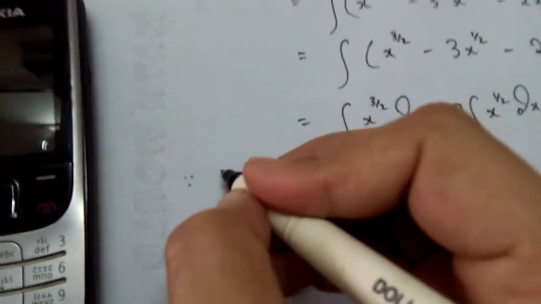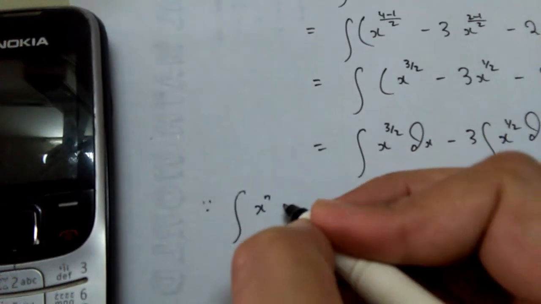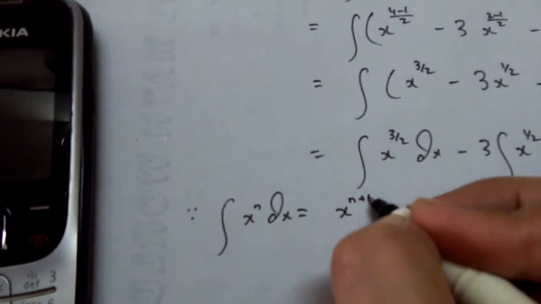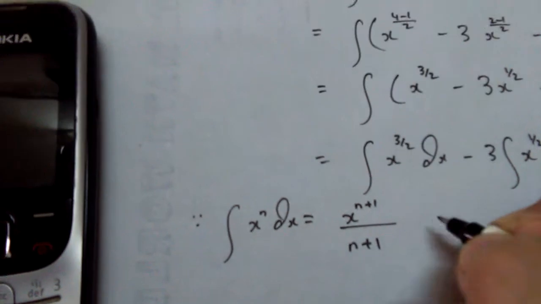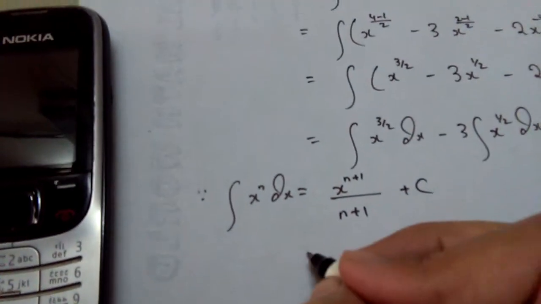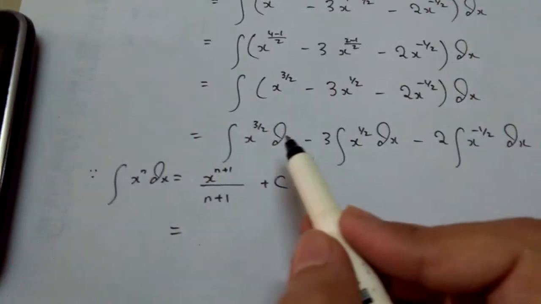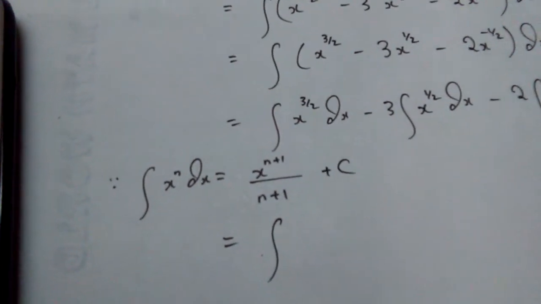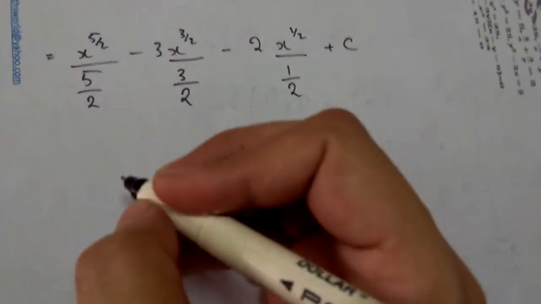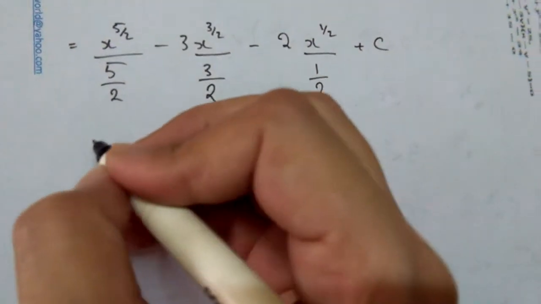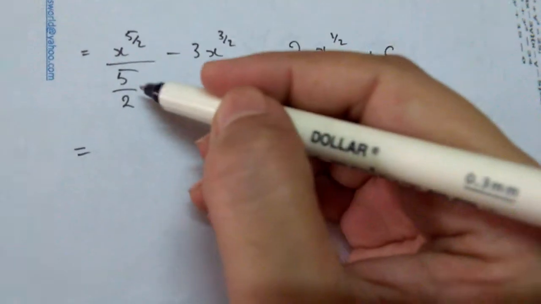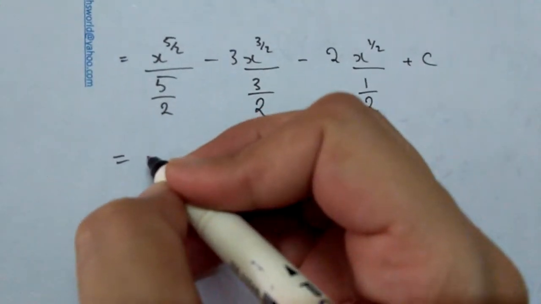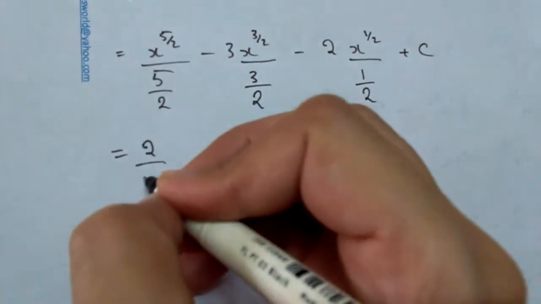Let me write it again for you. X power n plus 1 upon n plus 1 plus constant. So this is the formula that you are going to apply in all these three integrals. Okay, so it looks like this. So that's how it appears to be. And then you talk about the denominator, which is here in the form of a fraction. So once it gets inverted, it looks like this.